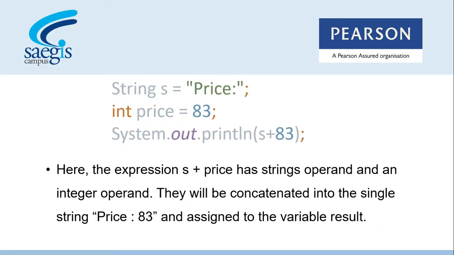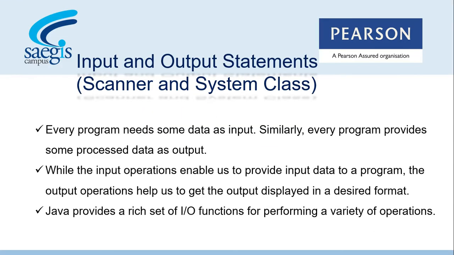So this explained what happened here. And we'll see the input and output statements. That means how we can get the input and give the output here in Java. Every program needs some data as input. Similarly, every program provides some processed data as output.